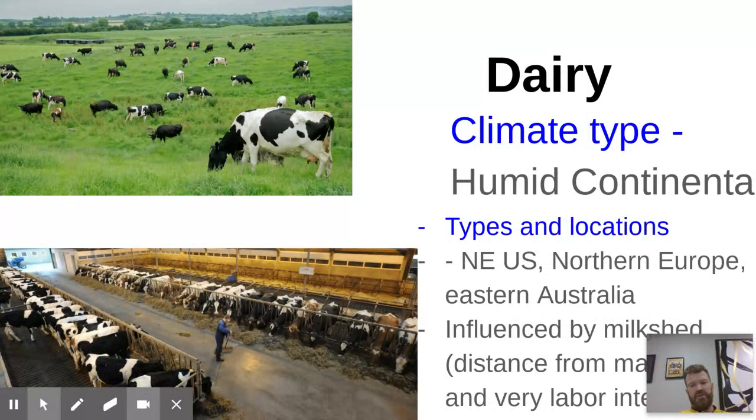Okay, dairy farming, right? This is our climate type. This is why you see this around us. If you drive east to here 10 miles, you'll see it. It's done in humid continental. That's us.